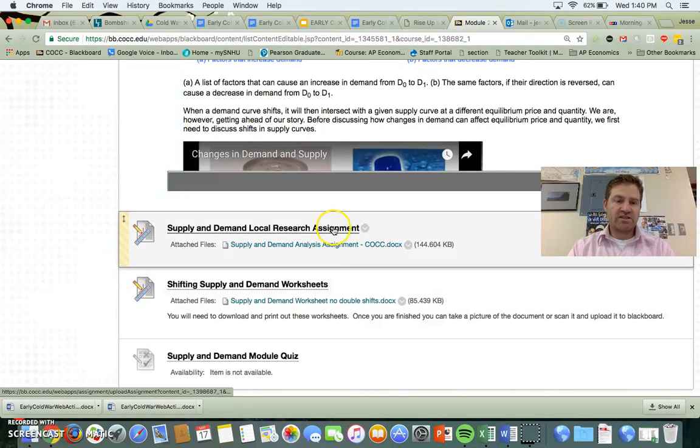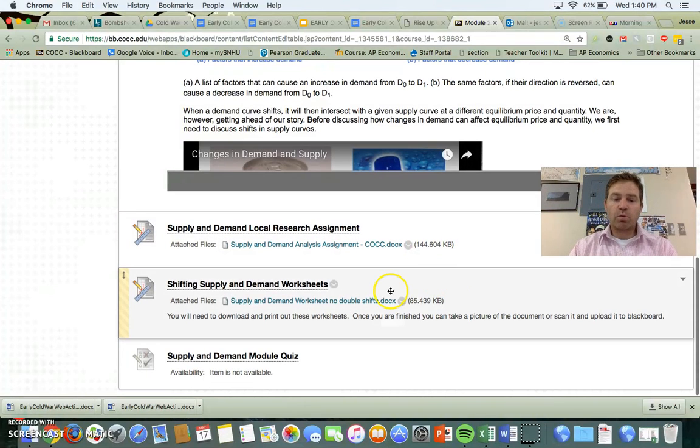You can see here that this is a supply and demand local research assignment. This assignment asks you to go out into your community and look for examples of supply and demand. It gives you a very clear example of what to expect. It's very simple. Just go to places that you've always been and sort of speculate about what affects their supply and demand. And then there's some worksheets.